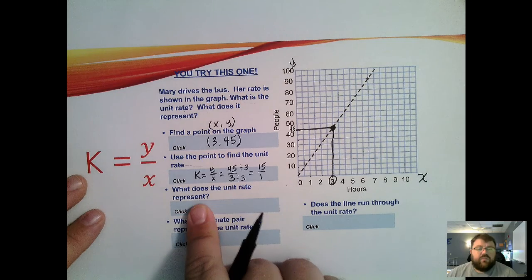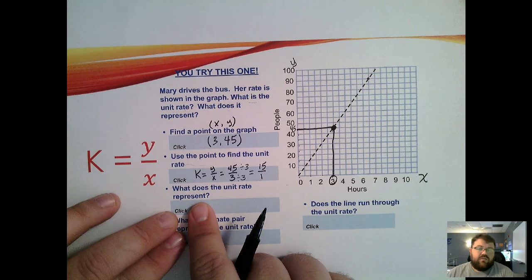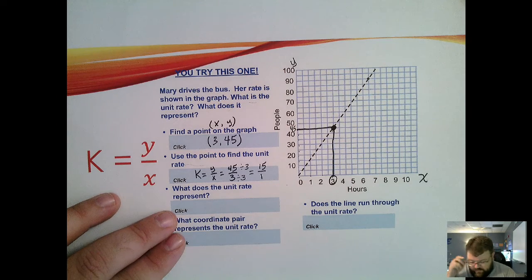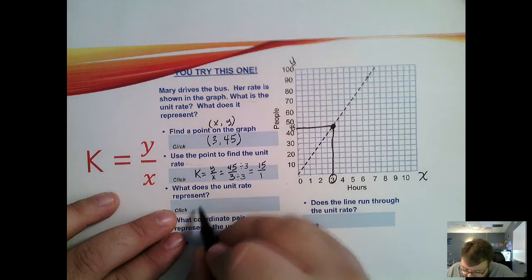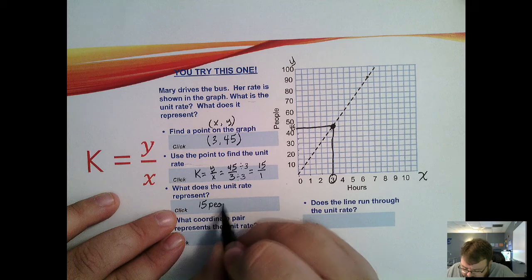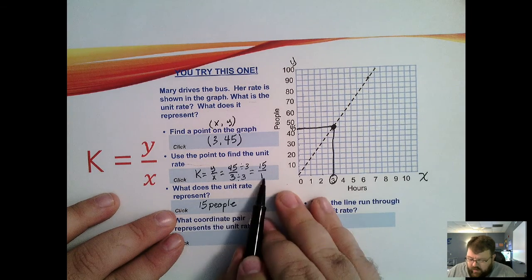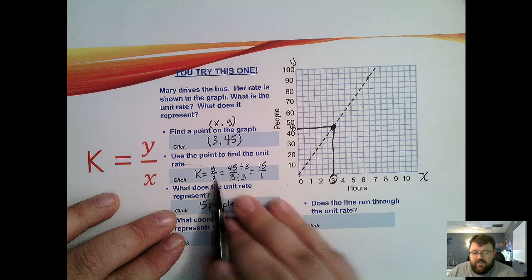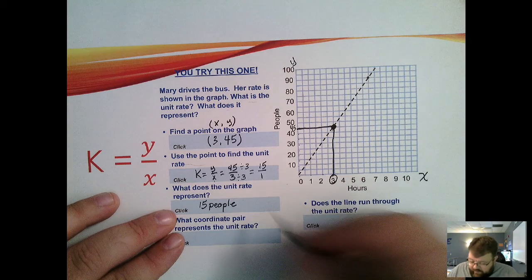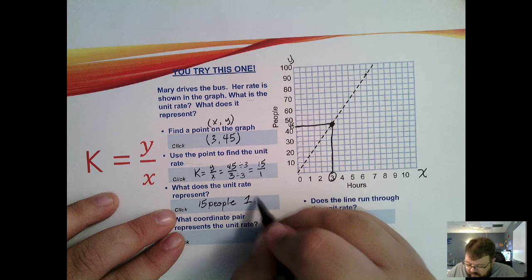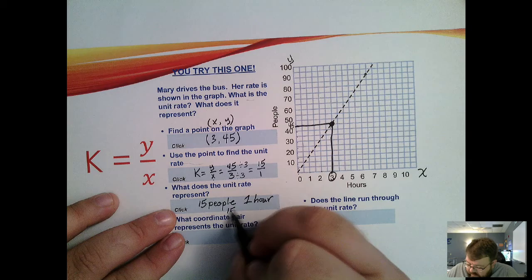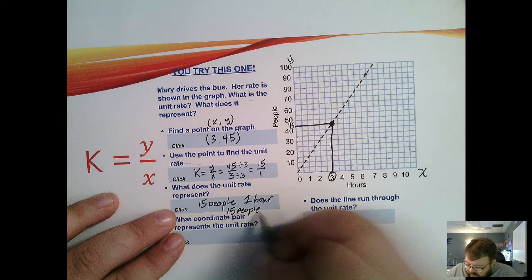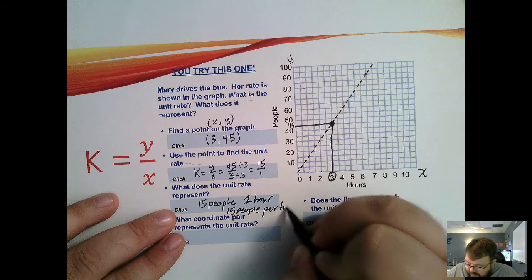What does the unit rate represent? Pause the video, answer the question. Okay, so we have 15 is the y value, and the y value is people. So 15 people. 1 is x, and the x unit is hours. So 1 hour, or the better way of writing it is 15 people per hour.